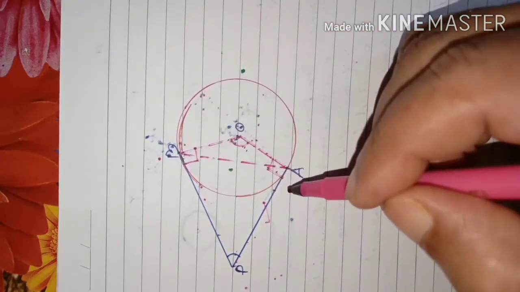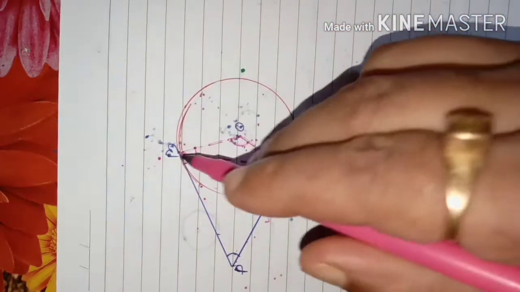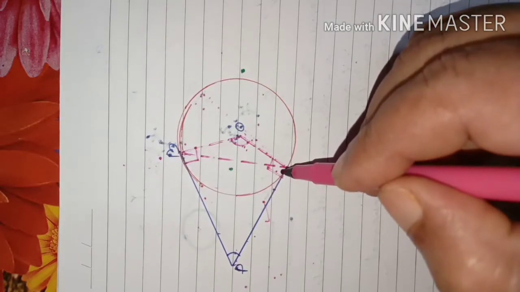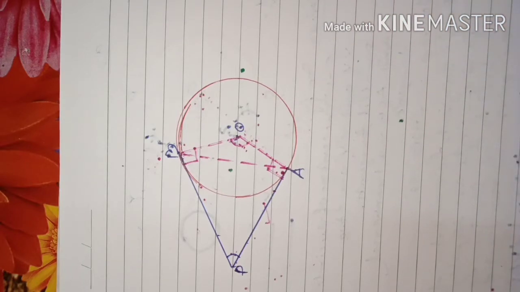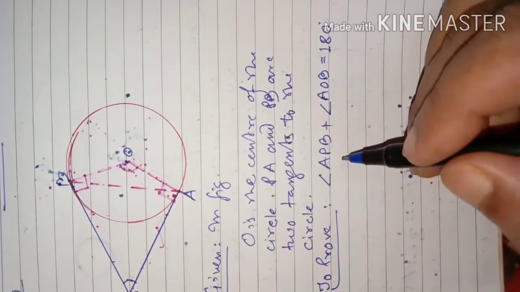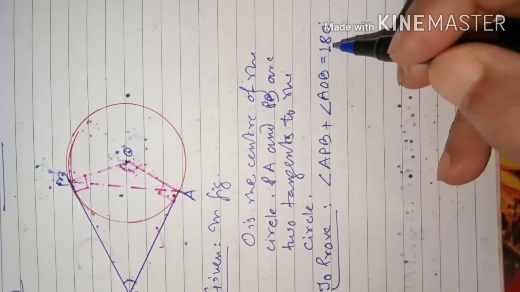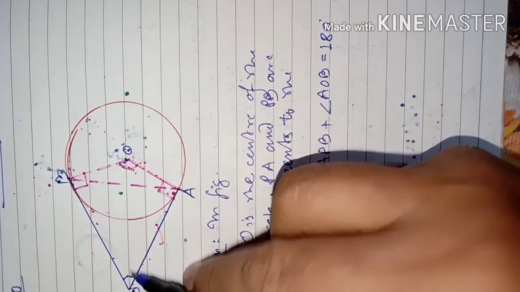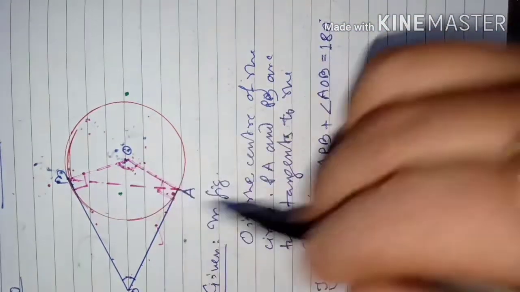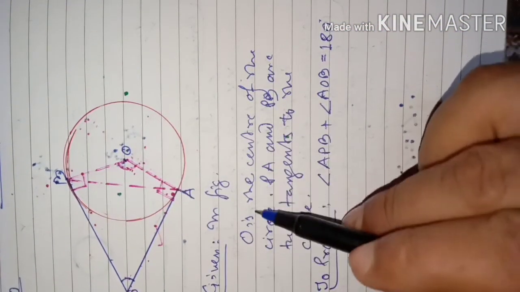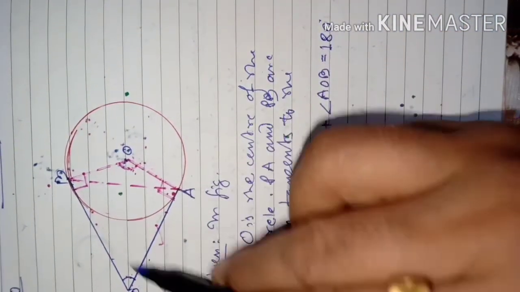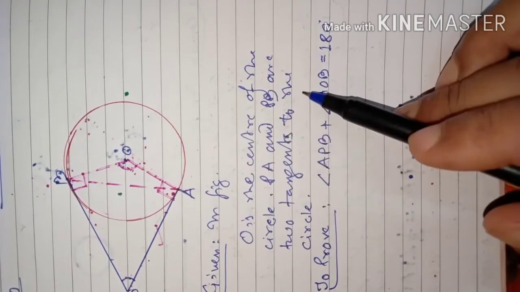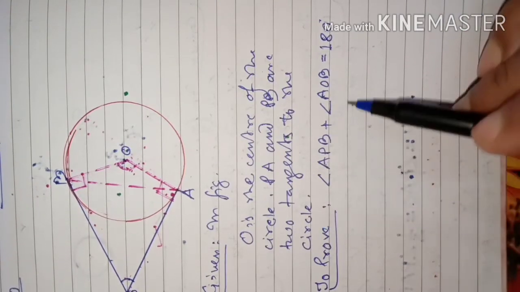So in quadrilateral PAOB, the sum of these two angles is 180 degrees, then the sum of the remaining two is also 180 degrees. That is the whole thing. So we will give the proof this way. Angle APB plus angle AOB, we have to show as 180 degrees. Angle APB is this angle, and AOB is this angle. O is the center of the circle. PA and PB are two tangents to the circle.